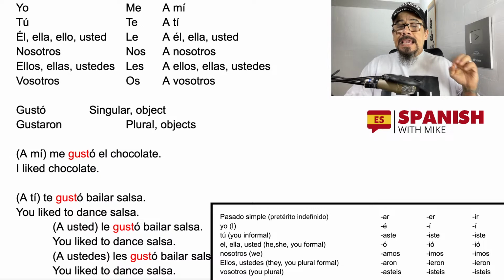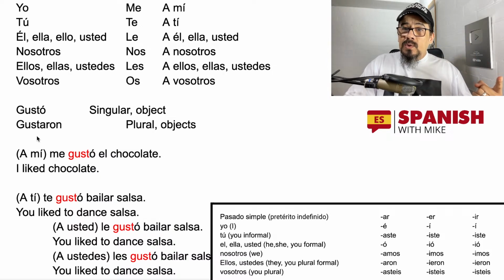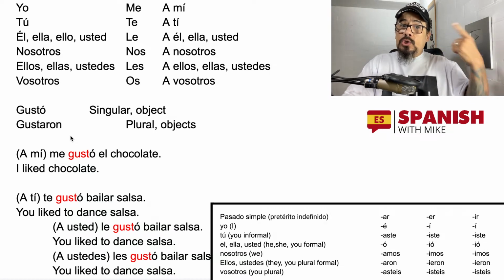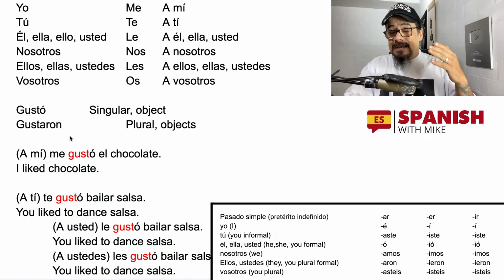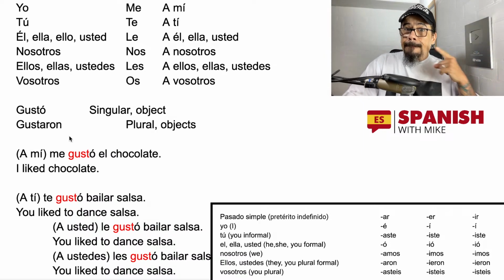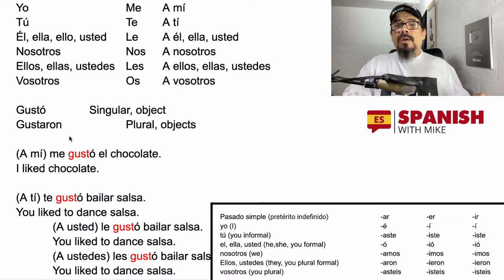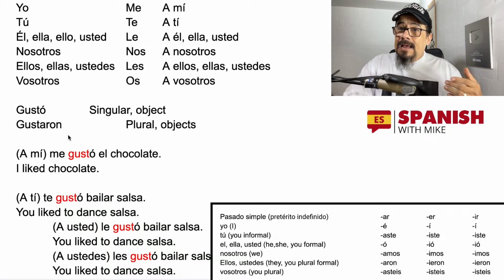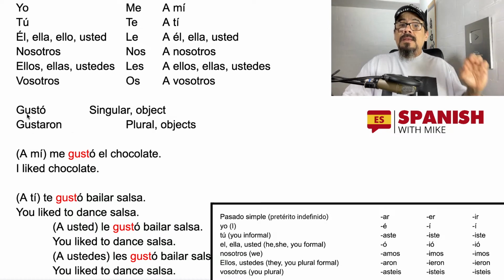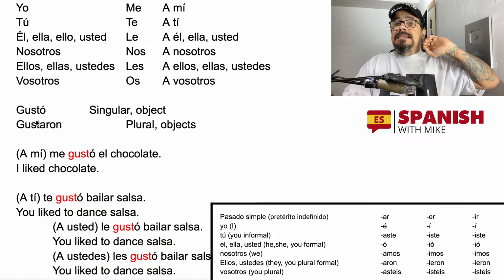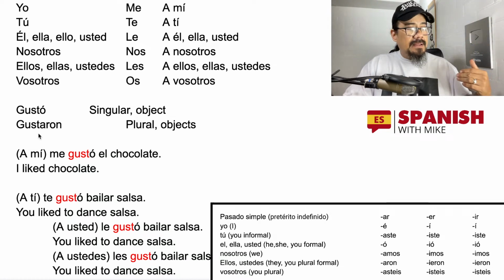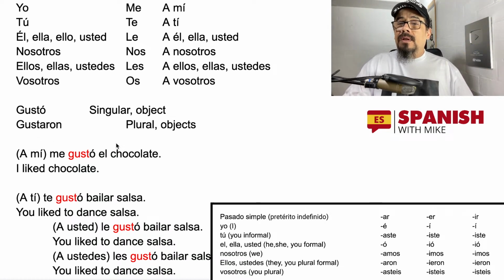And in Spanish, if we use that, the only conjugation for the verb in the past tense would be gustó for a singular object, like if I say, I liked the tea, me gustó el té, or I liked the dogs, me gustaron los perros. But gustó or gustaron is going to be the same for every conjugation, disregarding the person.